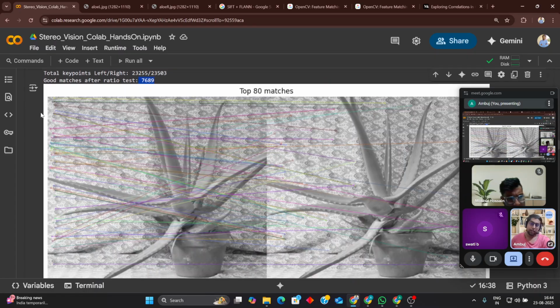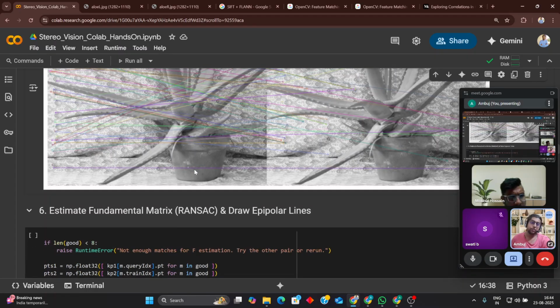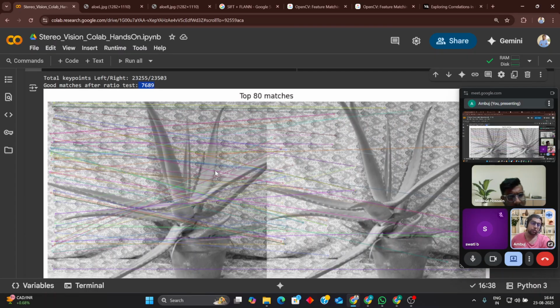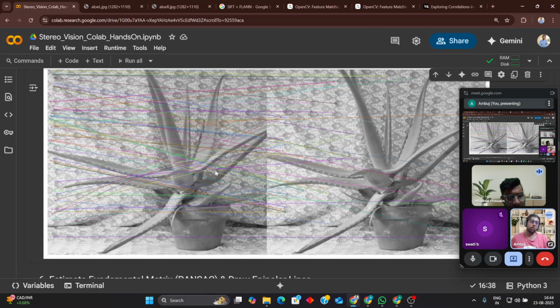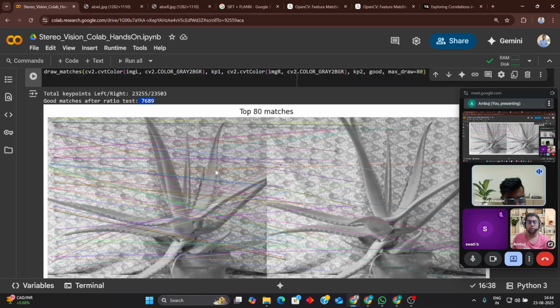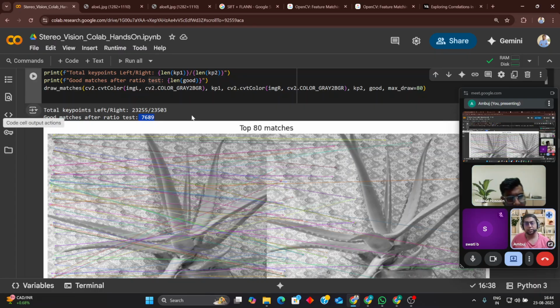Okay, these are the different features and feature lines that are there. 23,255. It will be a pixel match. It is in pixel values. Yes, it is there in pixel values.